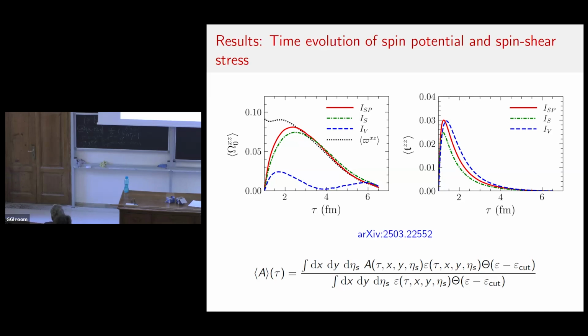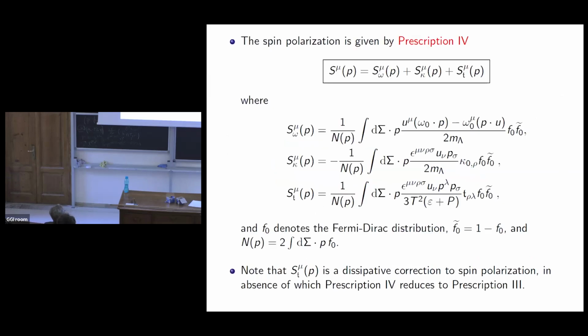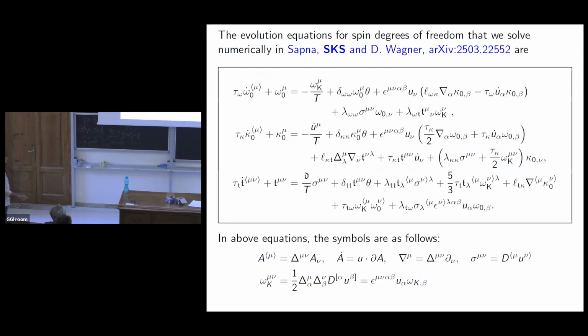There is an overdamping due to vector interaction because the tau kappa, I mean the relaxation time of the electric part of the spin potential, is very large. So what happens? There is a competition between this term and this term. This term has a dissipative effect, whereas this tries to relax the kappa to its corresponding Navier-Stokes limit.